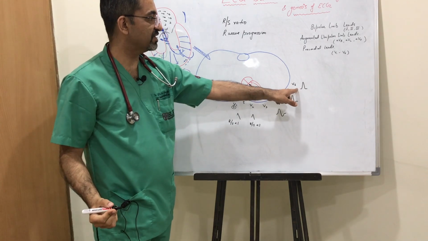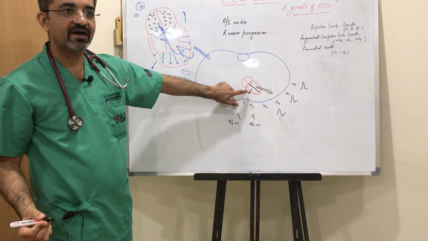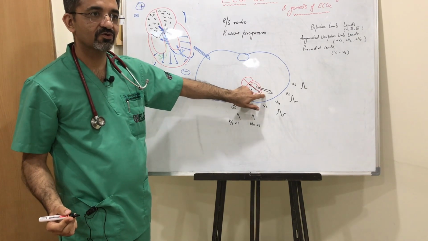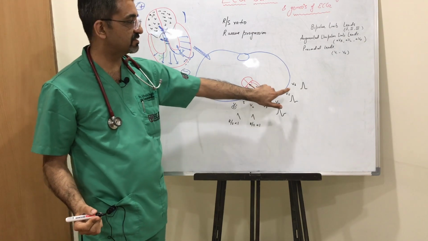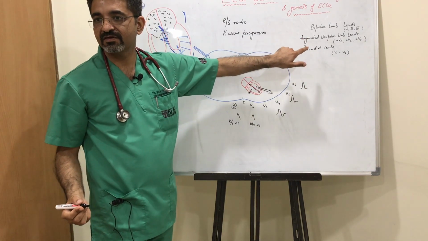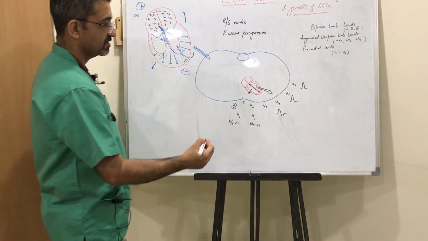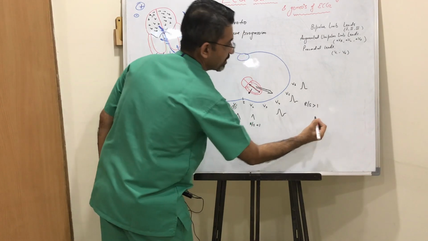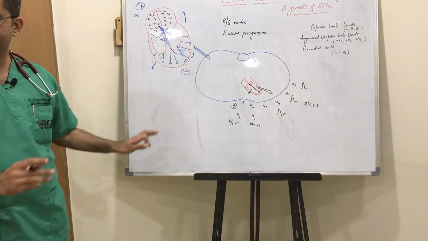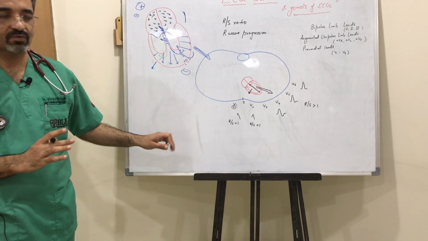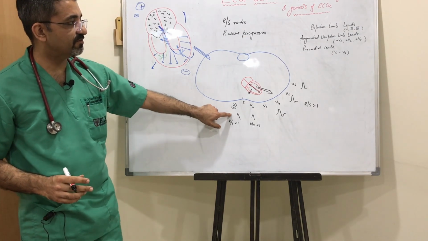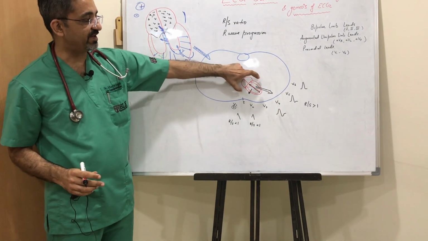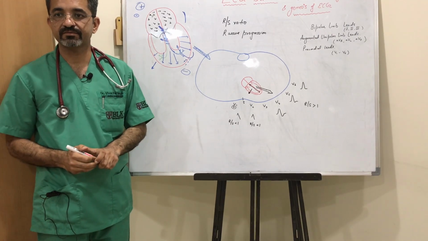Here V6 is not capturing the RV vector. It is purely capturing this robust positive vector, and that is the reason it gives rise to a big R wave. So the R by S ratio is now more than 1. Is it very clear now? Why is the R wave small in V1 and why is it big in V6? It is because of the alignment of LV and RV vectors.